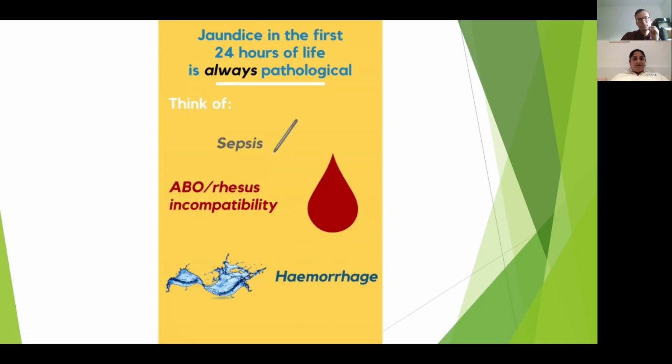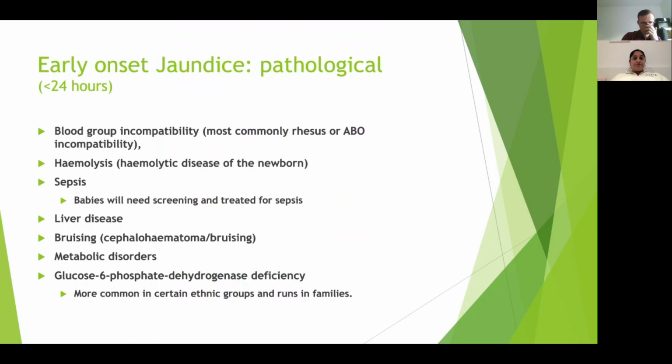So like I said, very important point, jaundice in the first 24 hours of life is always pathological. So it's really important to think of reasons as to why this could occur, and here are just some examples. So early onset jaundice, we'll talk about that first. There are many reasons why this could occur.